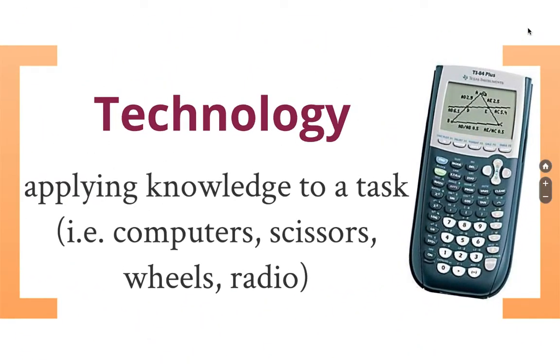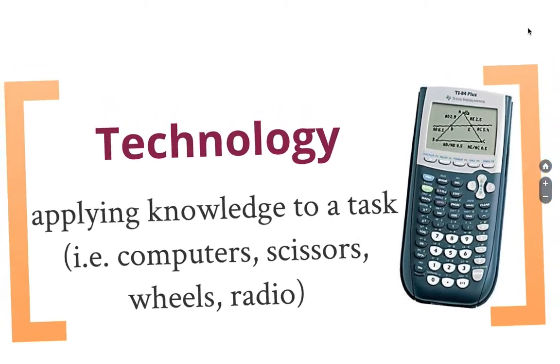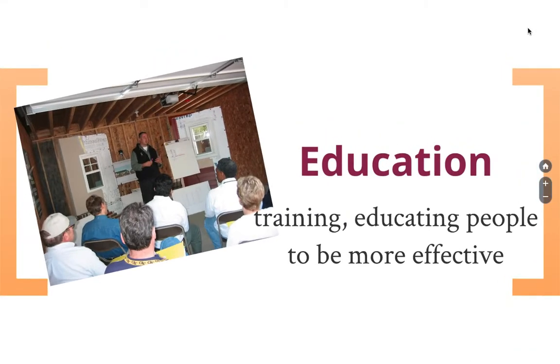Technology is when you apply knowledge to a task. So we all have smart boards, we have computers, we have tablets, which is much more advanced than when there was just chalkboards and pencils and papers. And education. So education is training and educating people to be more effective. That is when you go off and get better or learn how to do your job better.